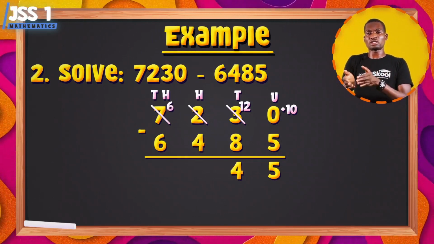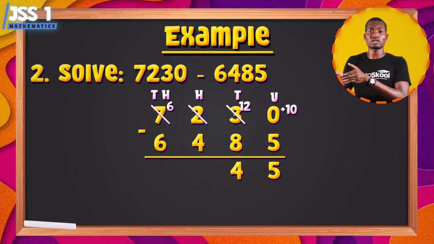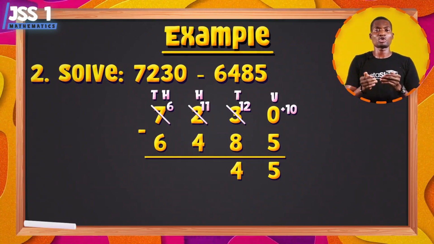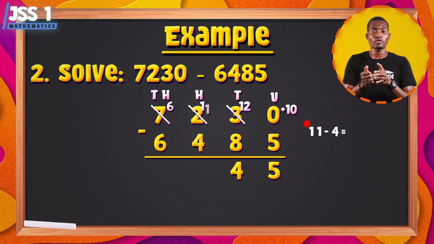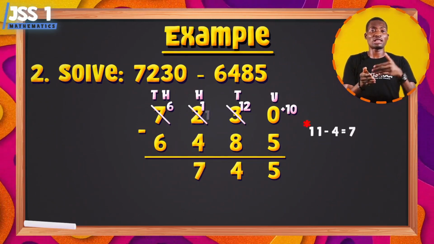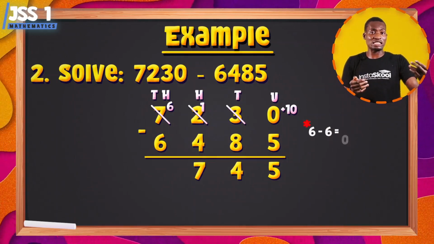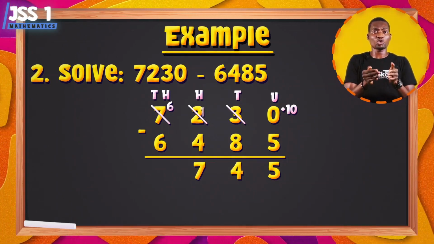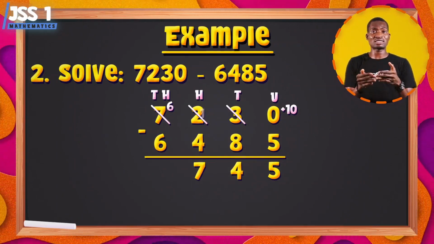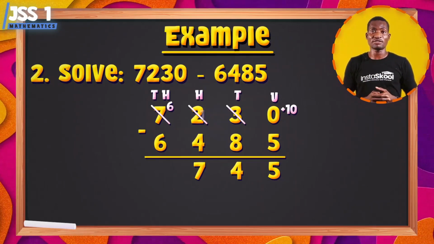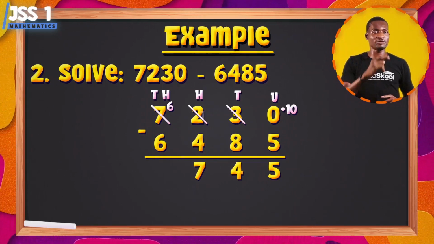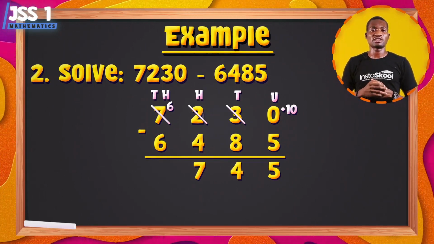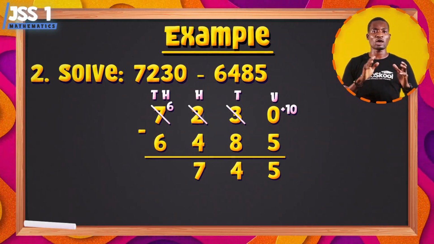Now the one that you're putting towards the next one is 1 and 1, which is 11. So 11 minus 4 will give you 7. Then you're left with 6 minusing 6, which gives 0. So 7,230 minus 6,485 produce the answer 745. The next example we're going to take is a word problem.